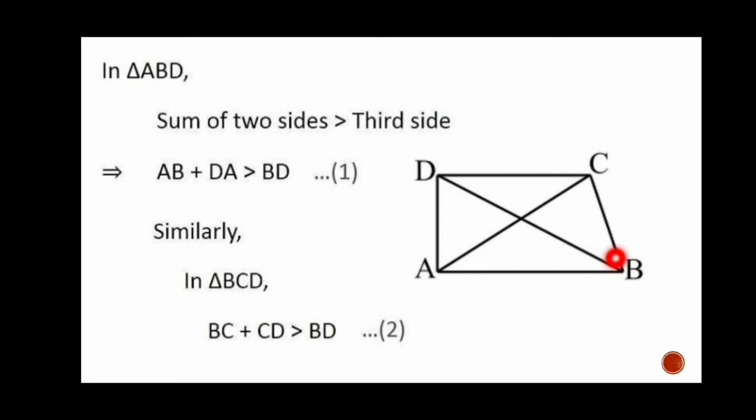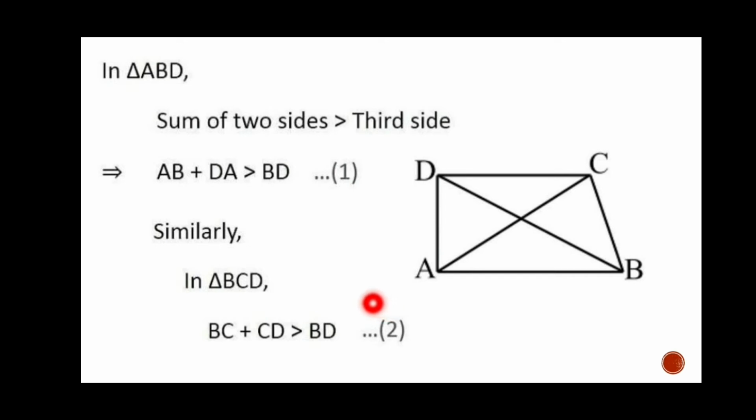Similarly, we will take the next triangle, that is BCD. And why this triangle? Because here also the diagonal is coming as a side. So BC plus CD will be greater than BD. So in both the equations you have seen BD is coming as a diagonal and third side. So this is equation 1 and this is equation 2.